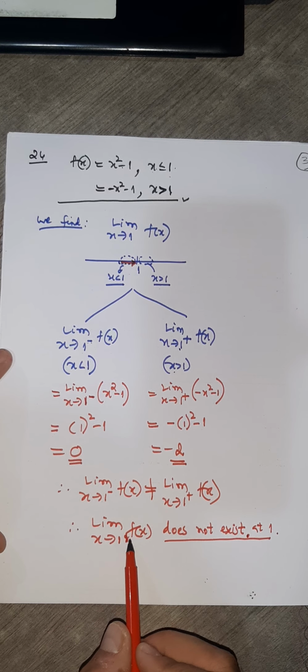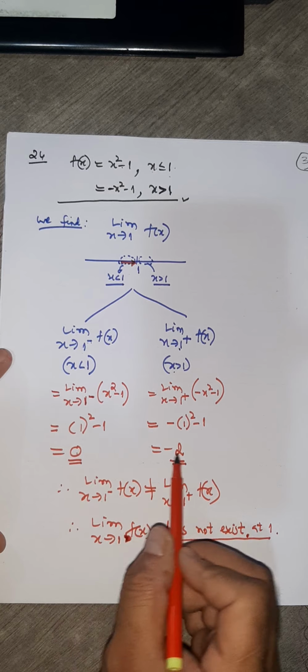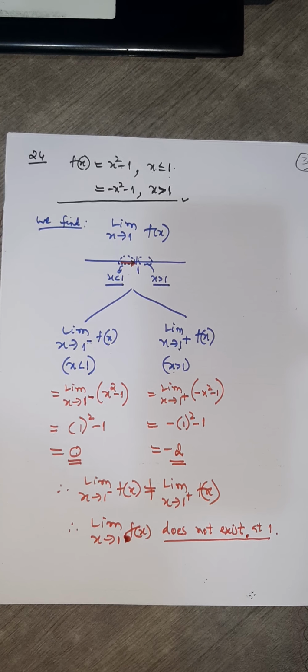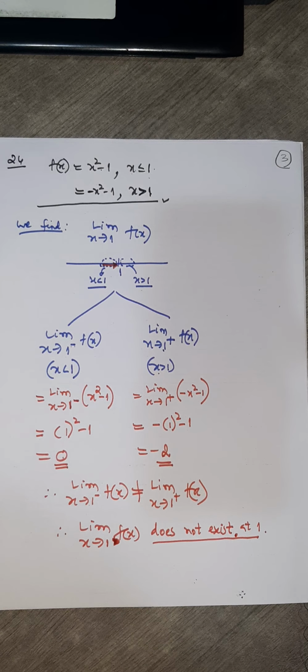Right? You know that the limit of a function exists only when these two are equal, right and left, both the limits are equal. Otherwise, we say that the limit of the function doesn't exist. Okay.